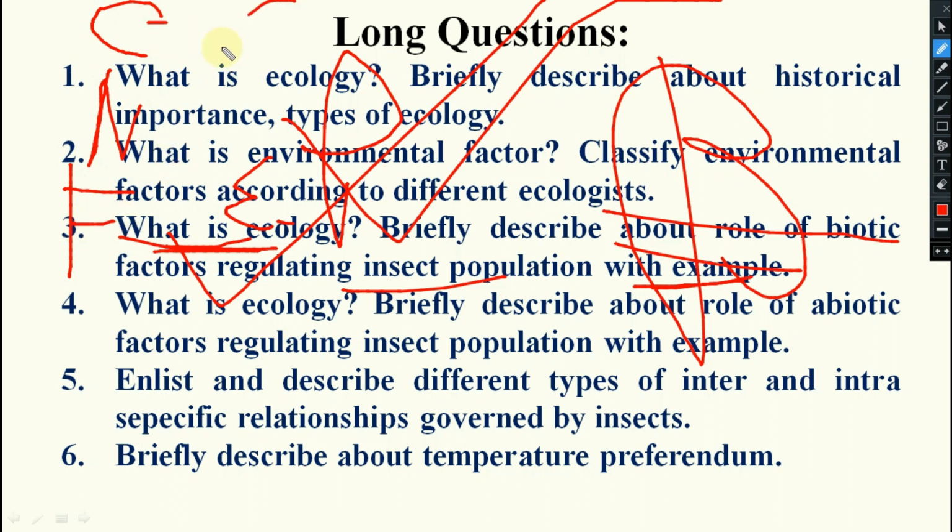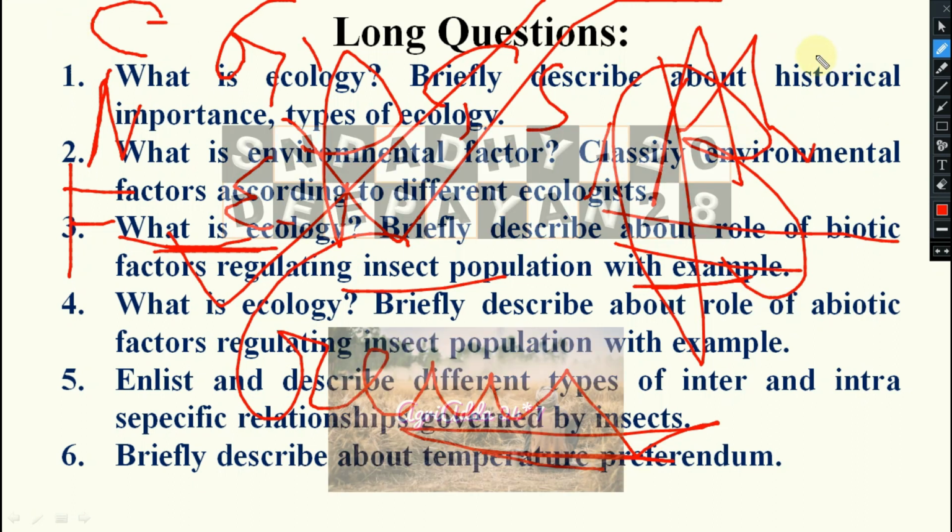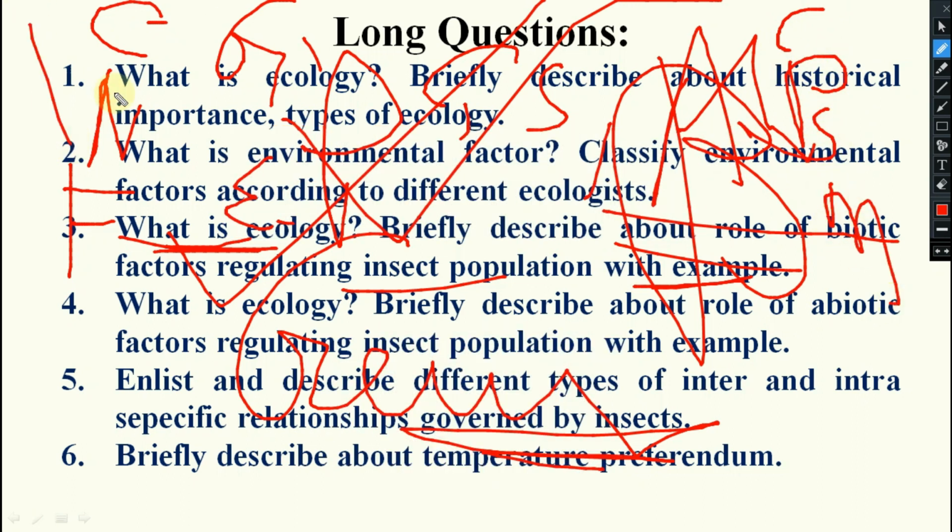For competition, you just define what is cannibalism, what is swarming, what is allied form, what is Gause principle. Interspecific and intraspecific will come, then what is commensalism, what is phoresy, what is symbiosis, what is mutualism. All those things will come under your biotic factor. With examples you need to write down everything.